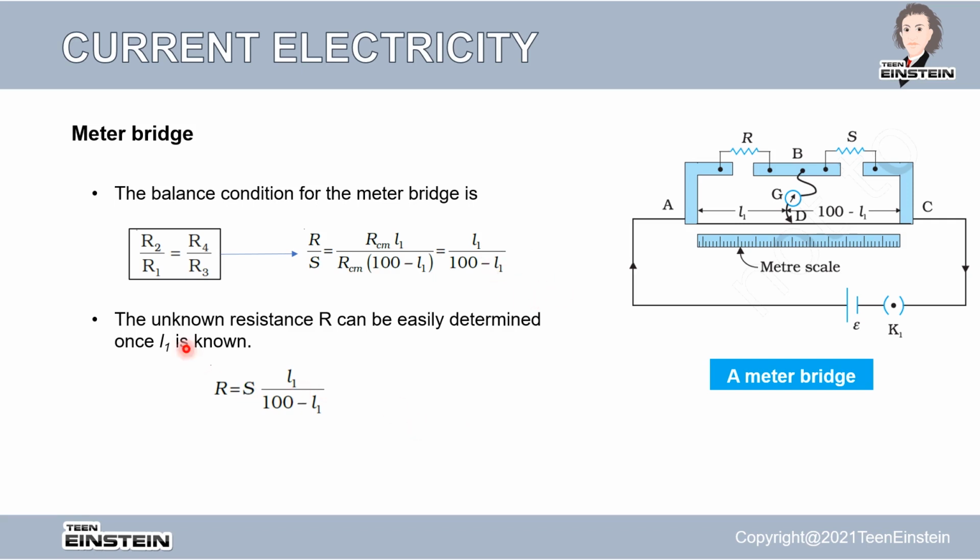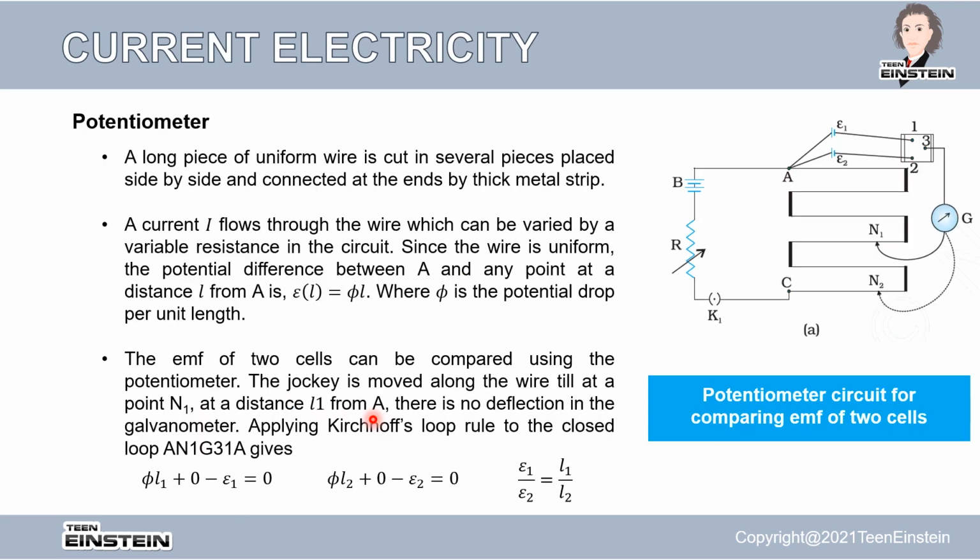So the beauty of this is you can calculate the unknown resistance just by measuring the length. You don't even need to know the RCM here. That is, whatever wire you are using, you don't need to know how much is the resistance per unit length. But just by measuring at what length L1 the galvanometer becomes 0, so at what length L1 the balance condition is achieved, by using this you can find out the unknown resistance R equal to S multiplied by L1 divided by 100 minus L1.